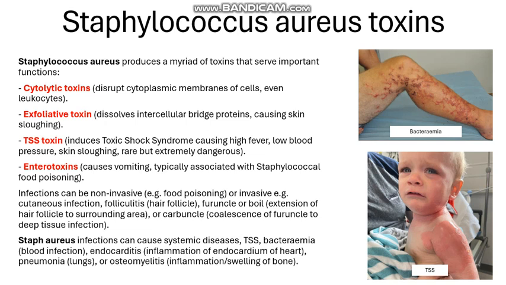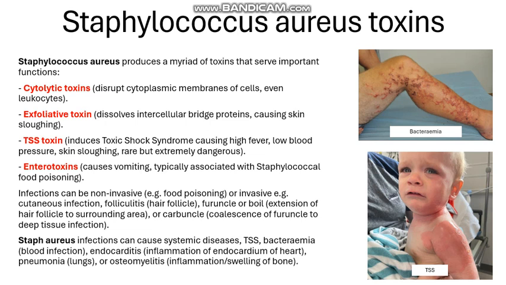So Staphylococcus aureus can produce a few toxins that serve different and important functions. So the first one, cytolytic toxins, which disrupt the cytoplasmic membranes of cells, including leukocytes. So obviously that's going to have important roles in killing white blood cells that are trying to phagocytize and destroy the invading Staphylococcus aureus. So it's going to be one of the toxins helping Staph aureus evade the immune system.